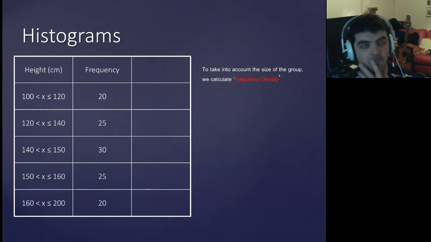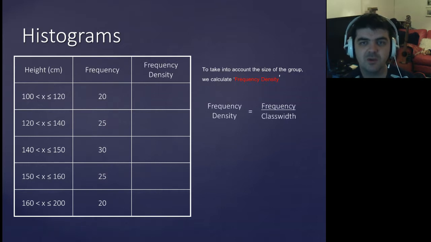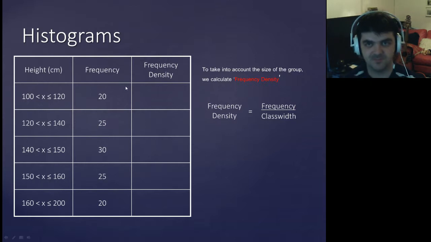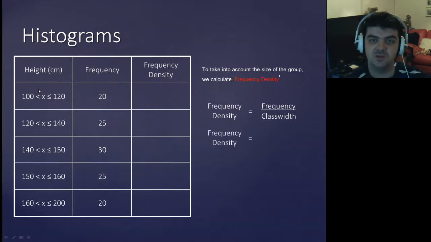Okay, so with that in mind, we do this frequency density. And how do we work out frequency density? Well, it's quite simple. It's the frequency on the top, in this case 20, divided by the class width. And the class width is exactly how wide this is. So what do we get if we go from 100 to 120? Or what's the difference between those two values? Well, it's 20 in this case. So in the first one, the frequency density is 20 divided by 20, and that would give me 1. So in our frequency density column would go 1.